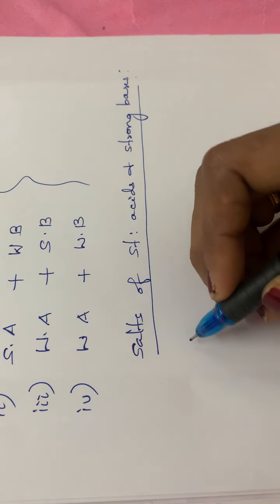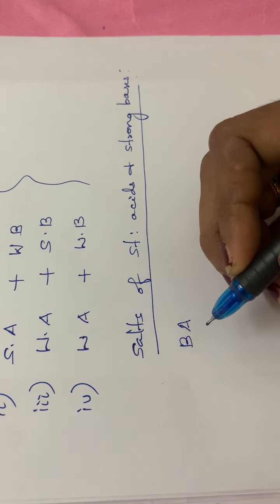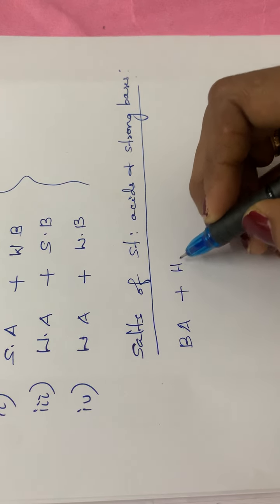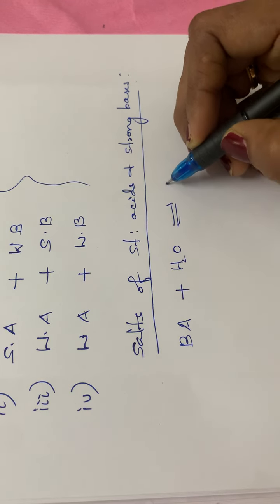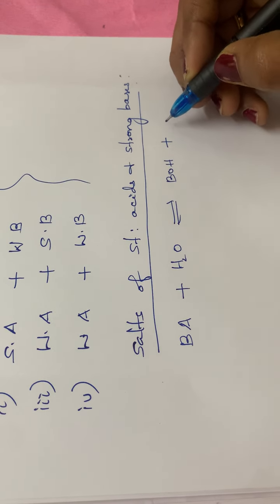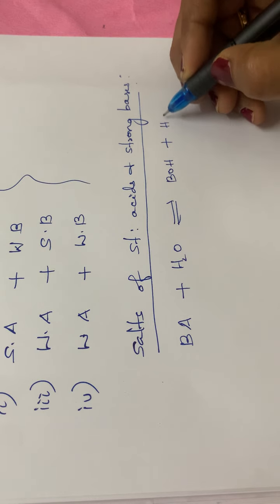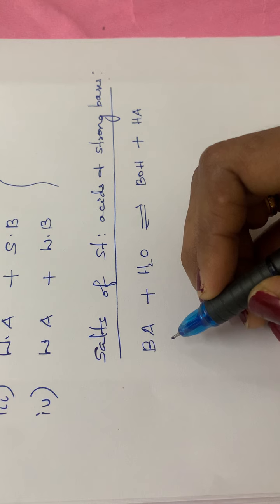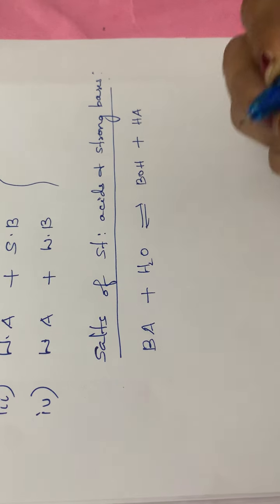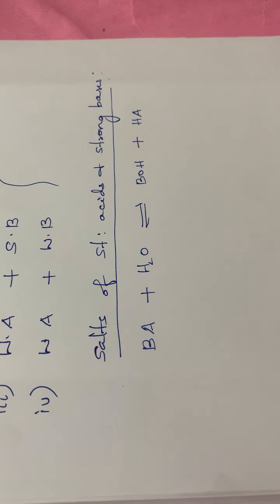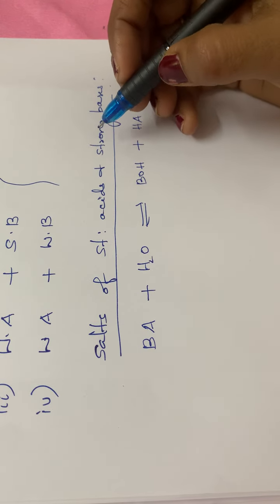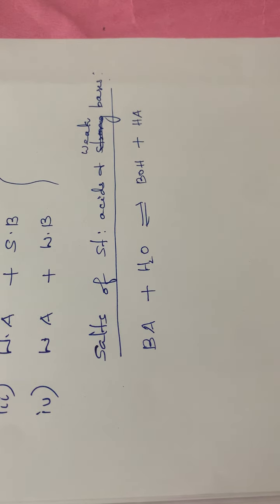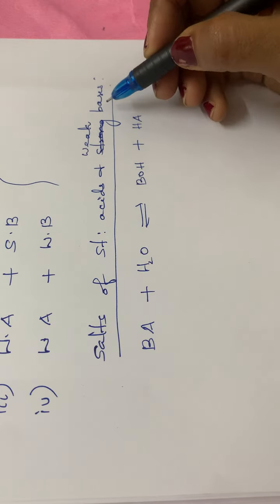Consider the salt BA. It is a salt of a strong acid and a strong base. So BA plus H2O, it will be ionizing as in the equation I had already taught you, giving BOH plus HA. Sorry, the first case we can go through is strong acids and weak bases. Salt of strong acids and weak bases.